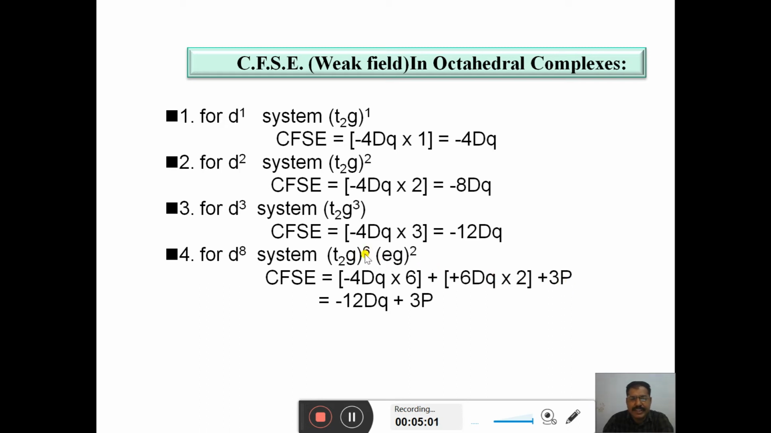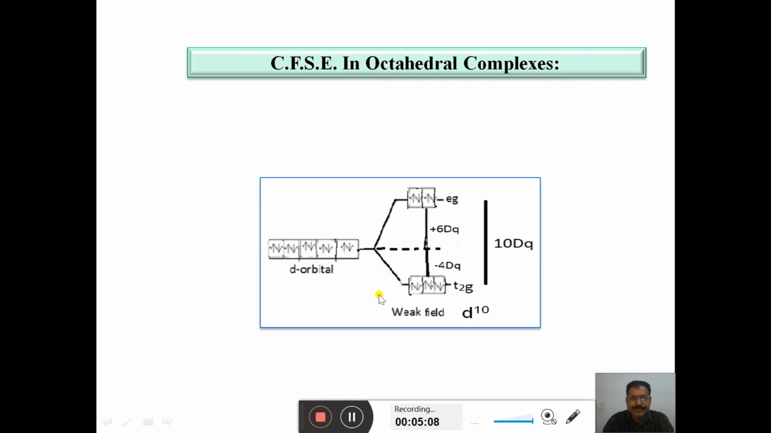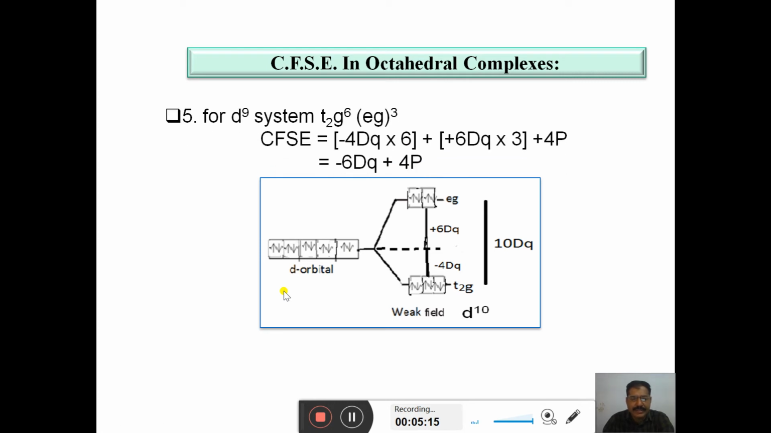T2g having the 3 electron pairs present, so we place the value 3p, which is equal to minus 12 Dq plus 3p. CFSE in octahedral complexes: we have to consider here the d10 complex ion having the configuration d10, weak field. So we fill the electrons like this. There are 5 pairs, split into t2g and eg level orbitals. So we place the electrons like this: 1, 2, 3, 4, 5, 6, 7, 8, 9 and 10.